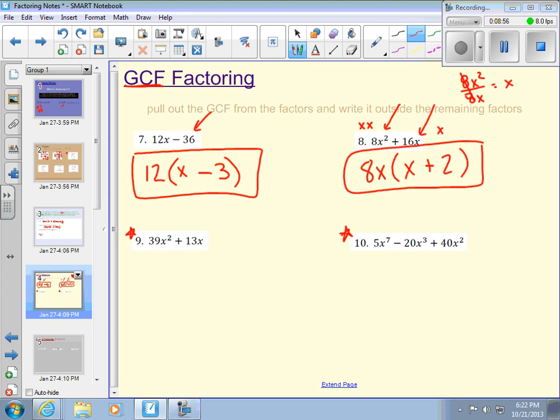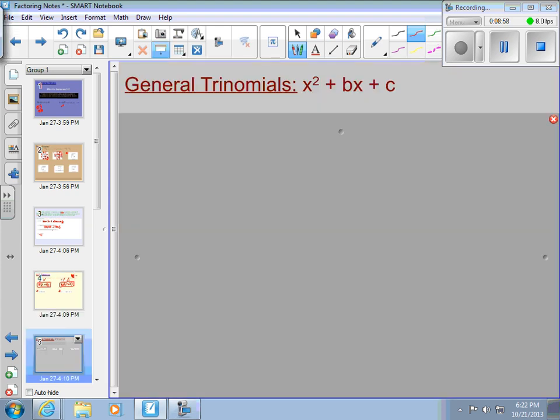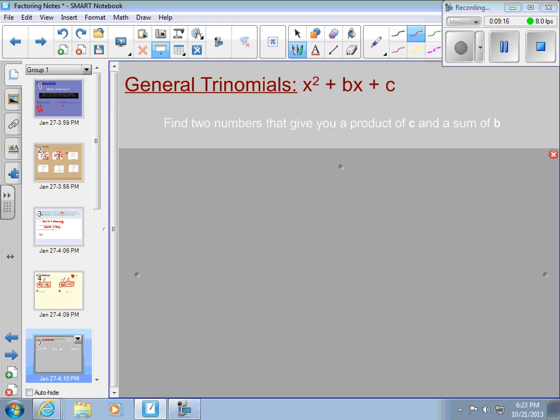All right, the other one we're going to look at today is general trinomials. These are ones that look in this quadratic form of x squared plus bx plus c. Notice there is no number in front of the x squared on these. Later we're going to look at ones where there are numbers there. It makes it a little bit harder, but for today we won't see any numbers there.